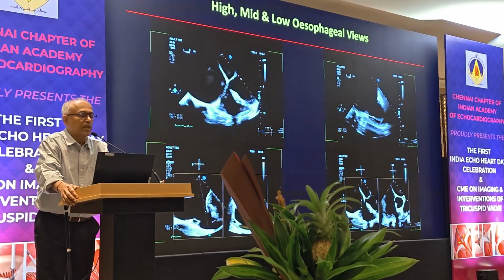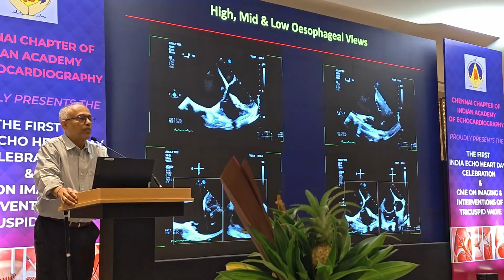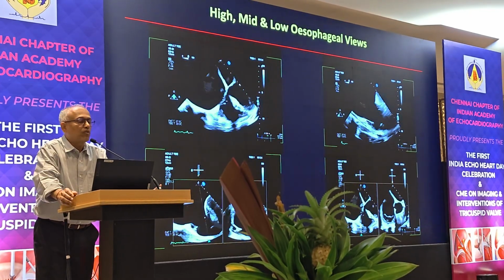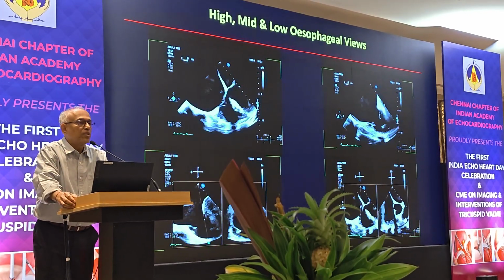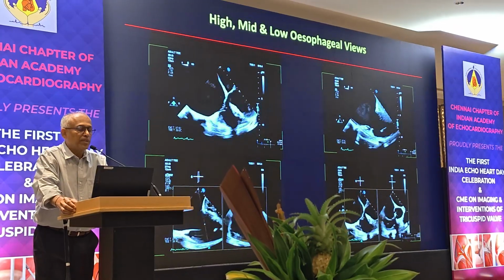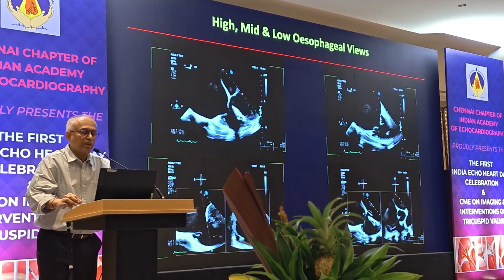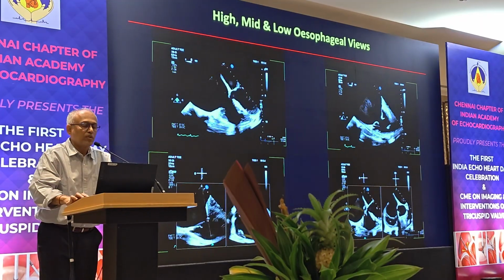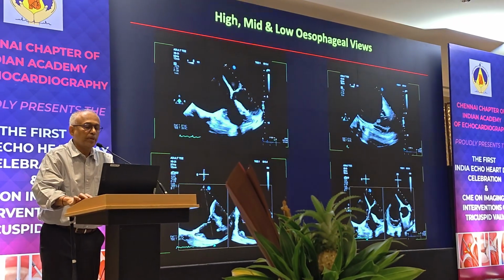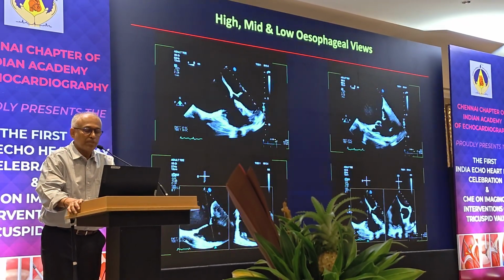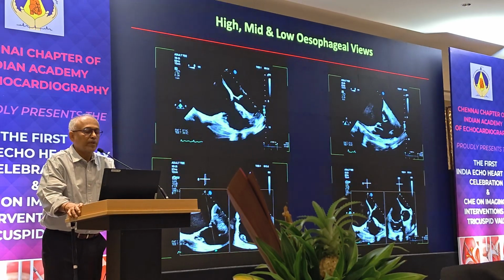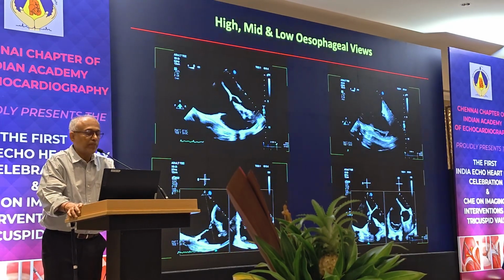So you have this classic protocol where you start from high and go down to mid and then low esophageal views. The idea is to look at the leaflets. Very high, you're going to look at the anterior tricuspid leaflet and then the septal leaflet. As you push the probe further down, you start to look at the posterior tricuspid leaflet, especially when you have the coronary sinus appearing. That means that you're more likely to be hitting the posterior tricuspid leaflet.